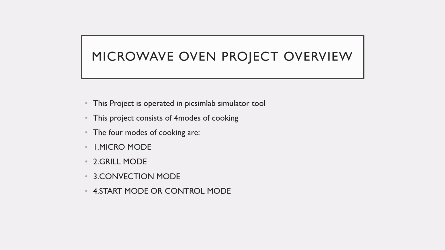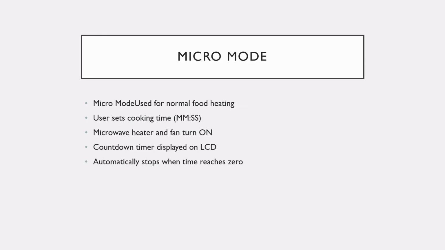And coming to the modes of this project, first one is micro mode. Micro mode is used for normal heating. The user sets the cooking time and the heater and fan turn on. So in this micro mode, first the user sets the cooking time, and the heater and the fan will turn on, and then the LCD displays a countdown timer, and system stops automatically when the time reaches 0.